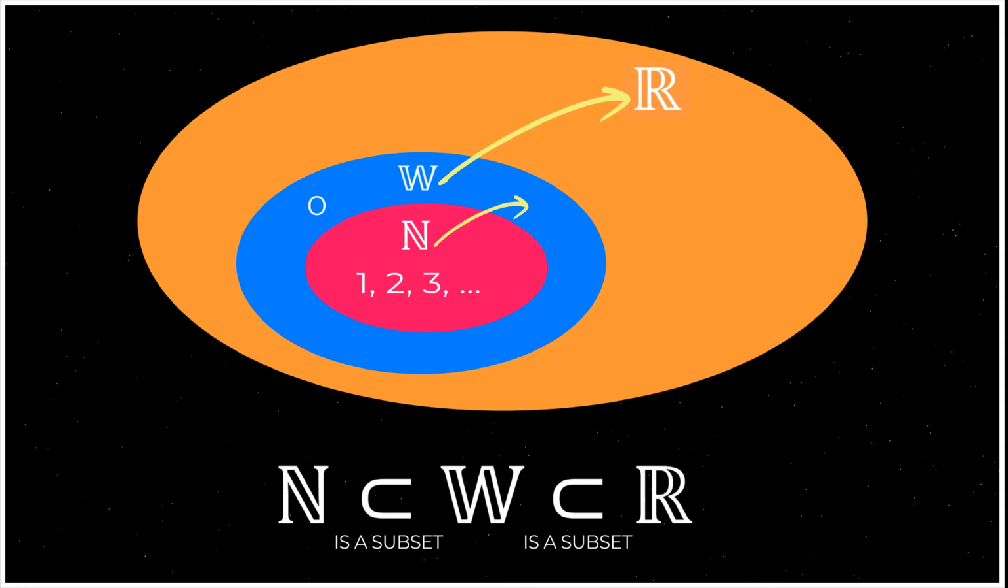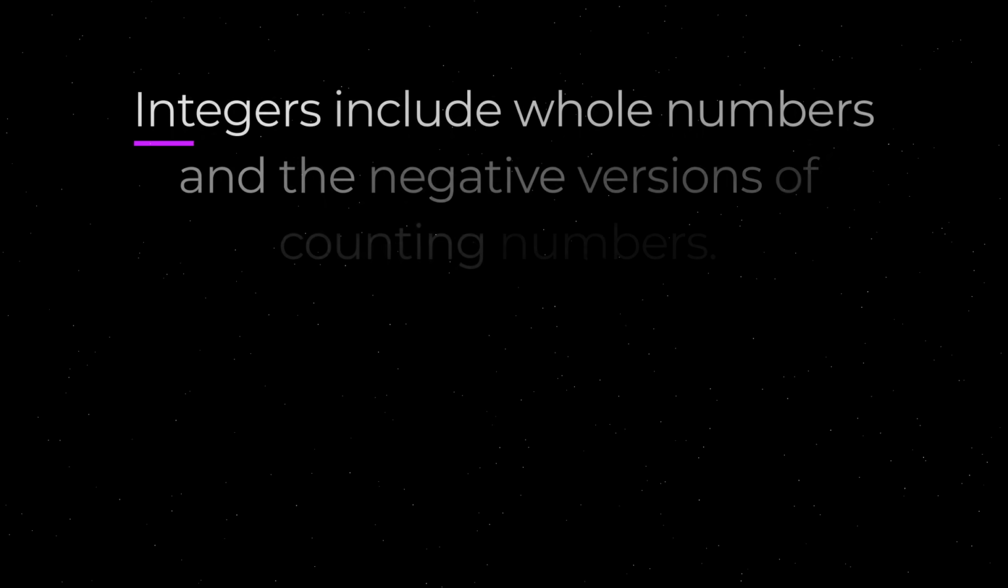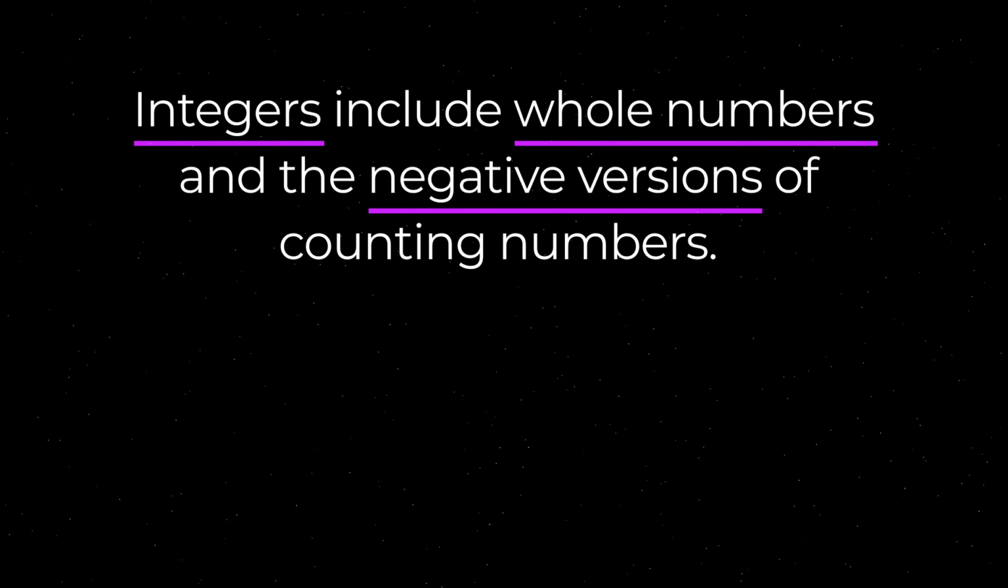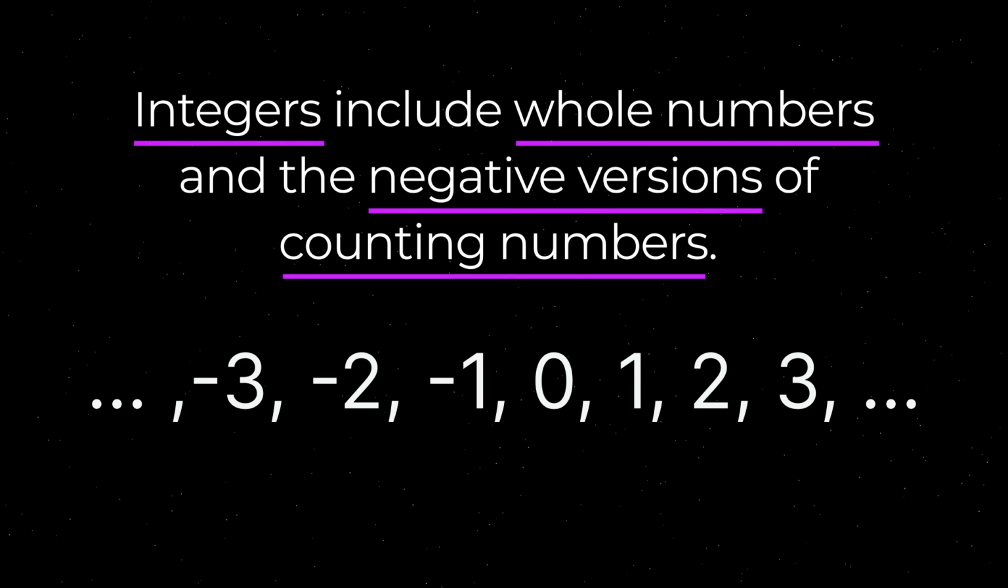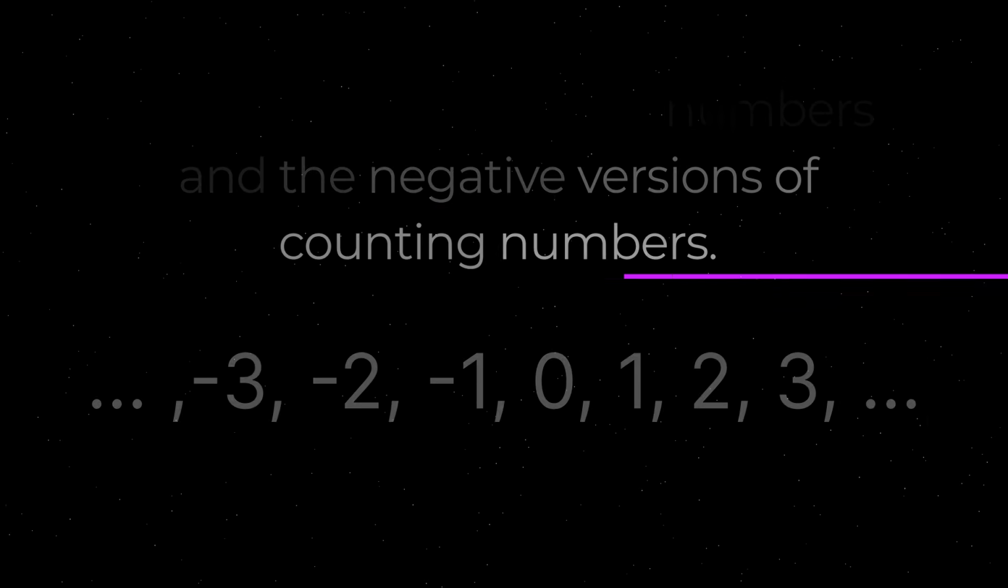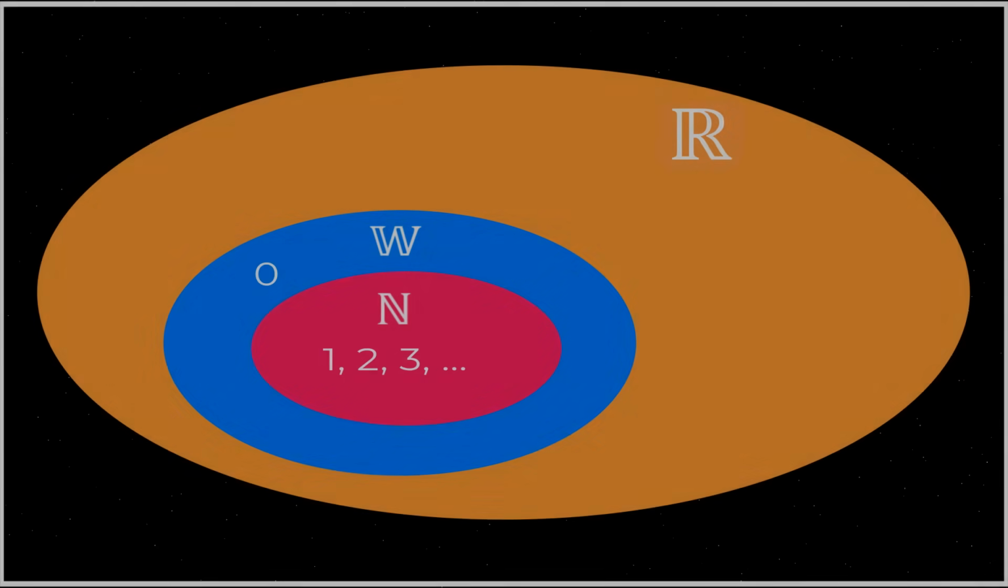Good. Let's move on to integers. Integers include whole numbers and the negative versions of counting numbers. For example, 0, 1, 2, 3, and so on, and -1, -2, -3, and so on. We can represent the set of integers with the mathematical symbol shown here, a double-struck Z. Let's now represent the set of integers on the Venn diagram we created earlier.